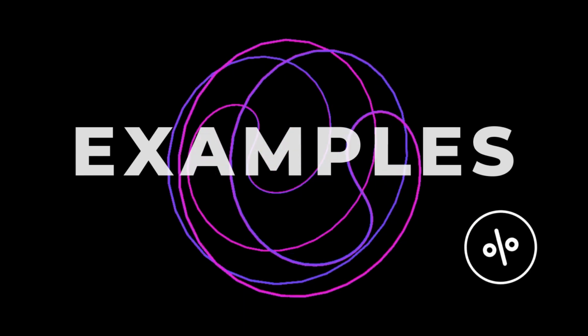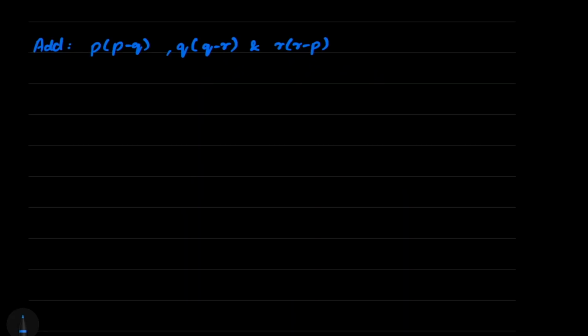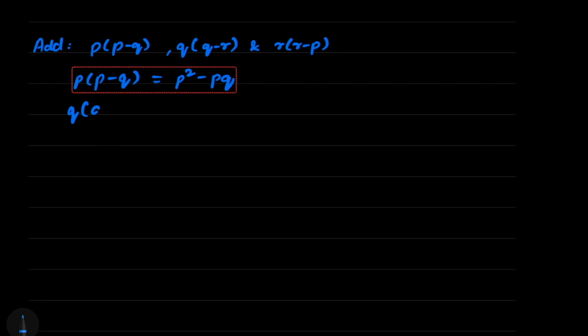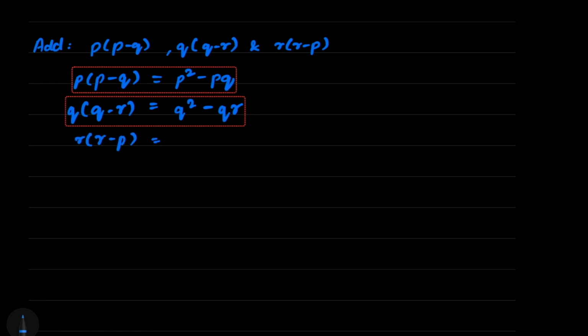So let's try this. We need to add all these three values together, but before that we need to figure out this multiplication. We'll first start with the multiplication of each and every element. So we'll multiply p with p minus q. This gives us p square minus pq. Q minus r gives us q square minus qr. And r into r minus p gives us r square minus pr.